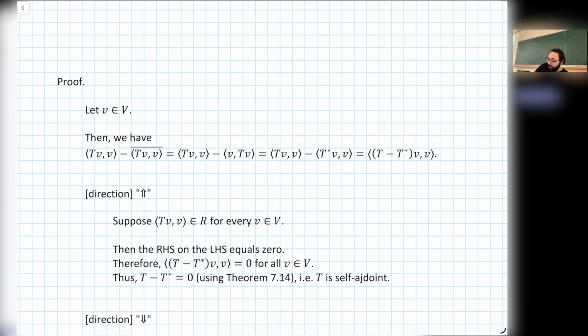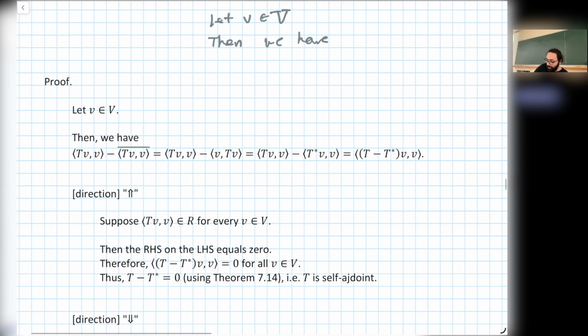Okay, so we're going to do the following. We will say let v be some vector in the vector space. Nothing complicated so far. Then we have the following, a small algebraic manipulation. So let's look at it. We're going to consider ⟨Tv, v⟩ and subtract from this the complex conjugate of itself.